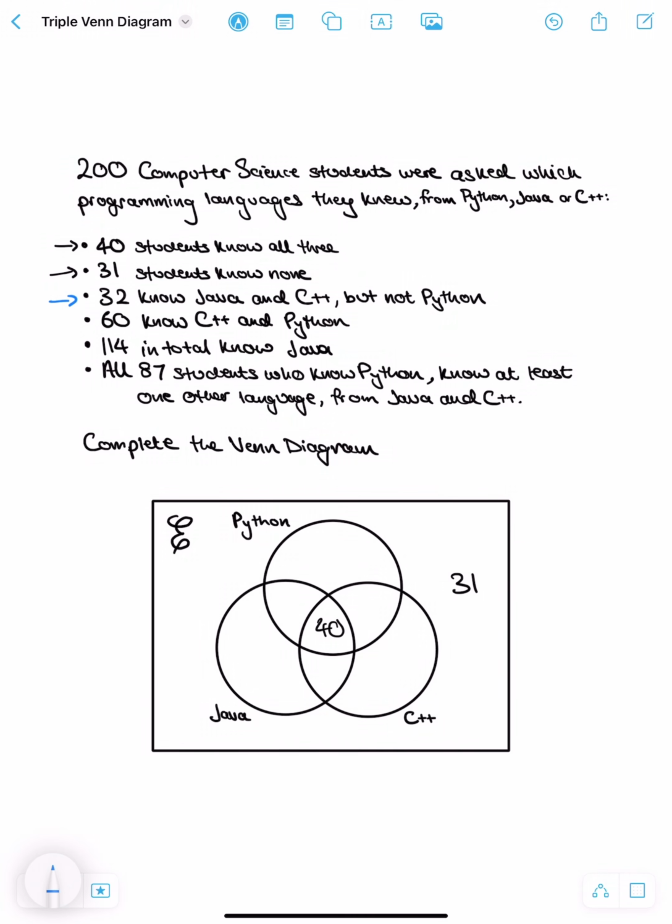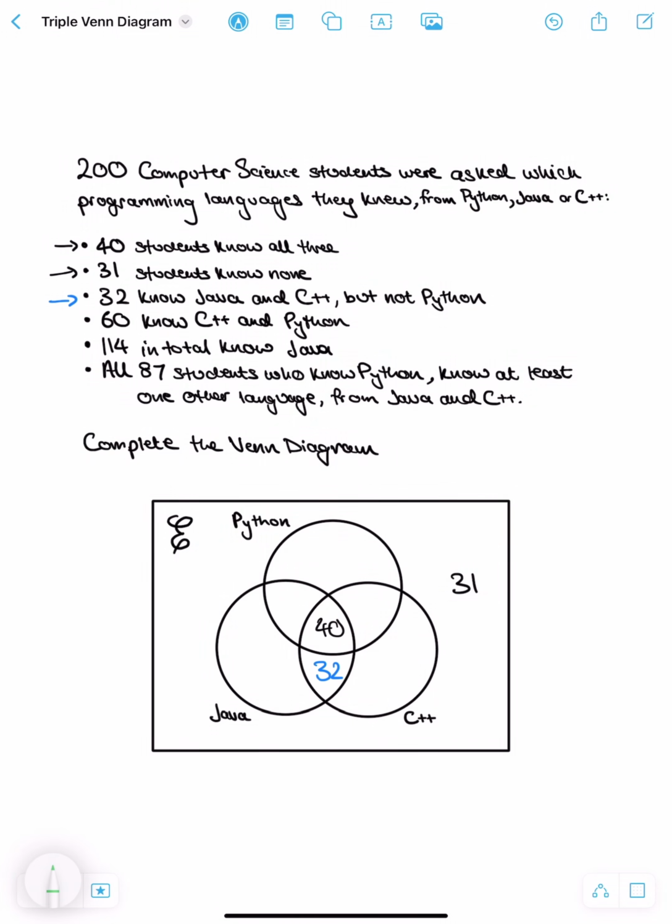So for the third point, 32 know Java. So we're going to just focus on our Java circle and C++. So we need to find in the Java circle where C++ also occurs, so that's this segment here, but not Python. So from the segment we've narrowed down, we need to ignore the bit that has Python. So we ignore that. The resulting bit is this segment over here. So in that, we put 32.